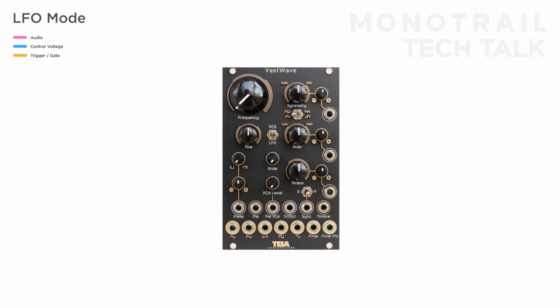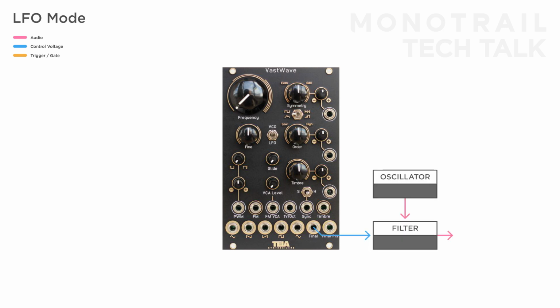Finally, I'd like to highlight two tricks using the LFO mode of the VastWave. By using the wavefolder on basic analog shapes in LFO mode, they basically become looping patterns that can be used to modulate anything. For example, a filter in a simple voice.